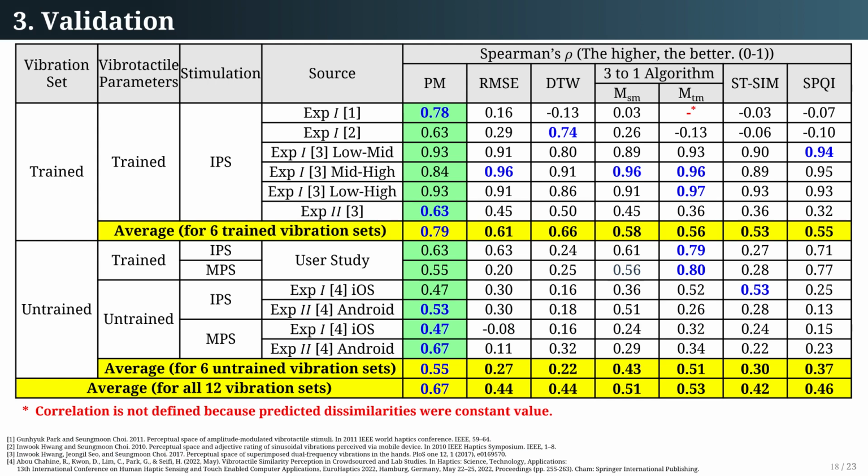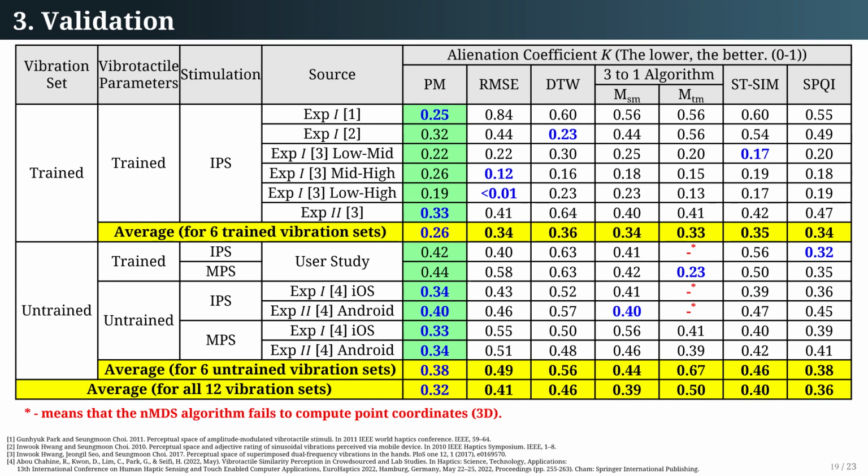We validated our model by comparing it with 6 representative metrics using 12 vibration sets. Our model's predictions showed robustness for all vibration sets, as it was able to derive significantly correlated perceptual dissimilarities for all datasets. Furthermore, our model reported the highest correlation on average for both trained and untrained vibration sets. We further validated our model by assessing the structural similarity of the derived perceptual spaces. Our model's predictions successfully generated perceptual spaces for all 12 datasets and reported the lowest alienation coefficient with an average value of 0.32. In contrast, some metrics resulted in completely different perceptual spaces or could not generate perceptual spaces at all.